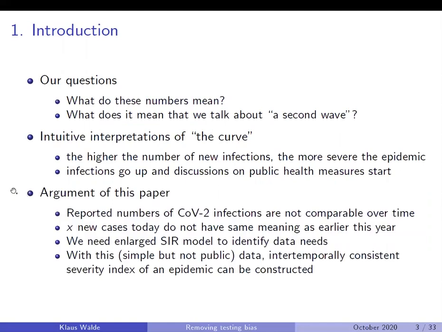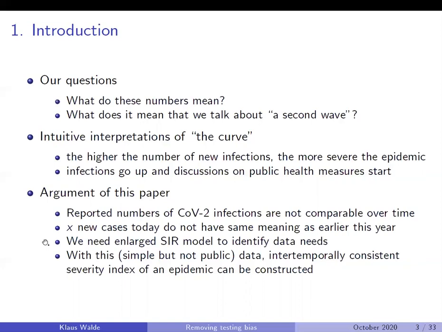What is the argument of this presentation, of the underlying paper? There's a paper belonging to this presentation. The reported numbers of CoV-2 infections, so we need to be precise here, infections with the coronavirus 2, and distinguish this from COVID-19 cases, so really a disease. The argument of this paper is that the reported numbers of CoV-2 infections are not comparable over time. So when we report, let's say today we have around 2,500 new cases in Germany, these 2,500 new cases do not have the same meaning as they had 3 months ago, say in April or in May.